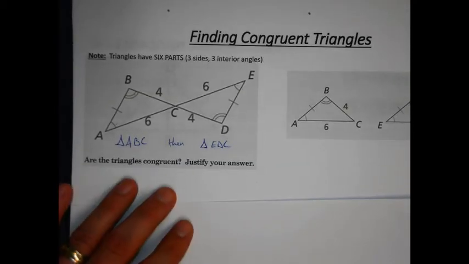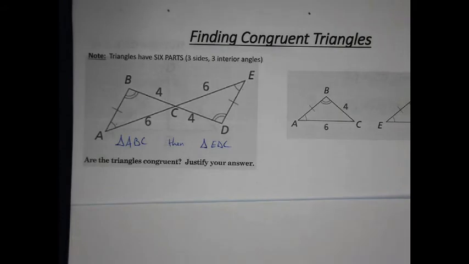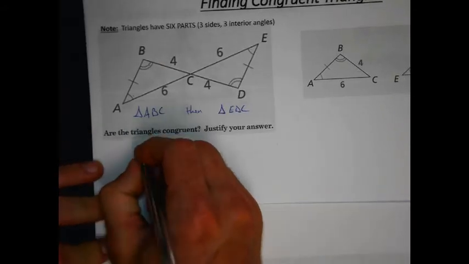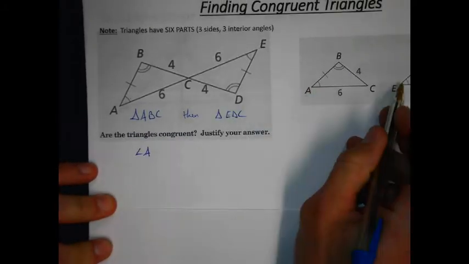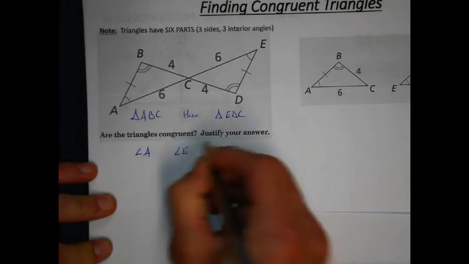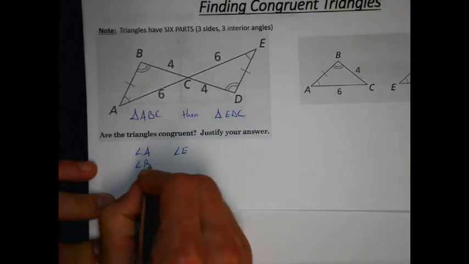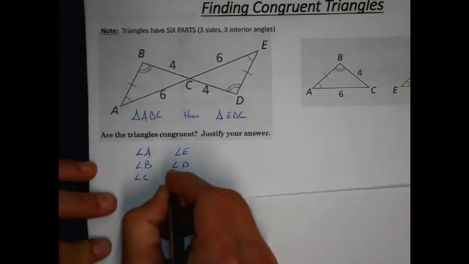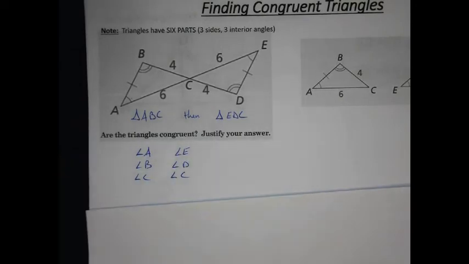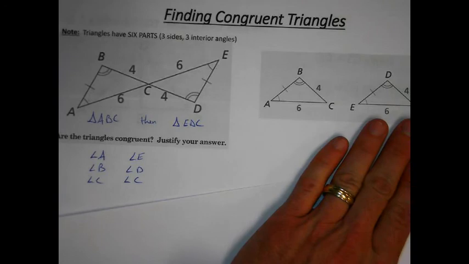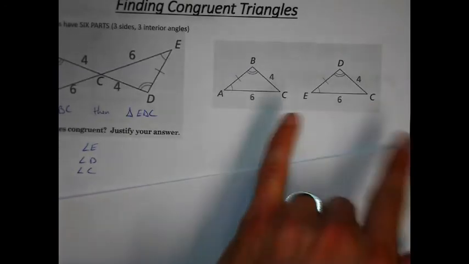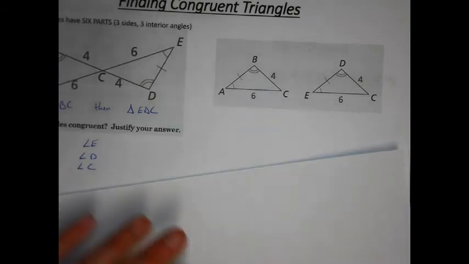We have to justify our answer. Remember, we need 6 parts of the triangles. So what are the 6 parts? We have angle A and angle E. We have angle B and angle D. And we have angle C and angle C. It is important that I write angle C twice because I have 2 triangles. It's super important that I write that twice. I'll talk more about that in a second.